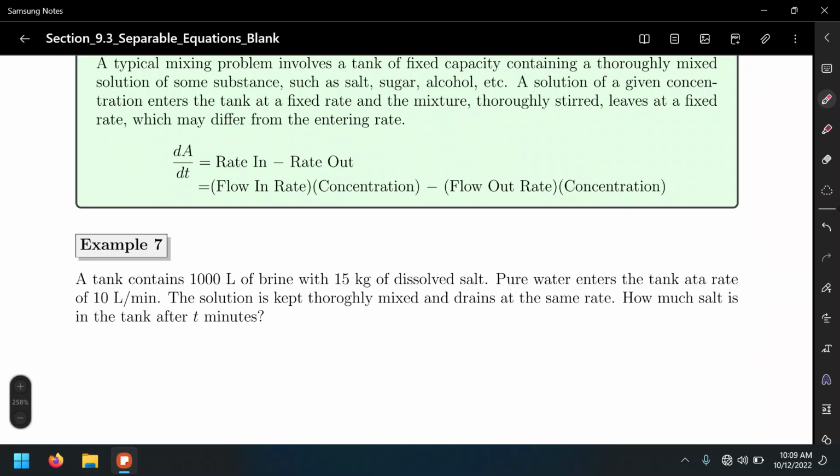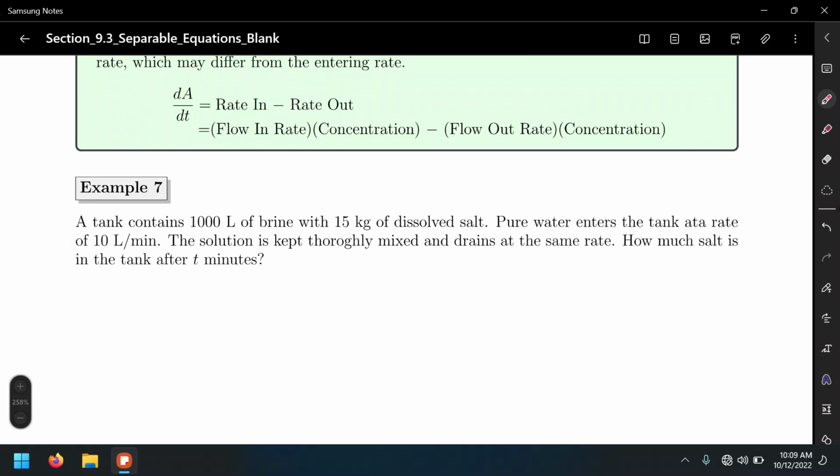So let's have a look at the next example. A tank contains 1,000 liters of brine, with 15 kilograms of dissolved salt. Pure water comes in. This is key, pure water. Let me highlight it.